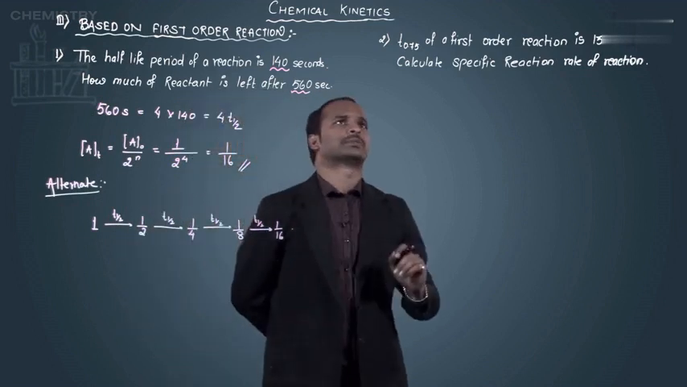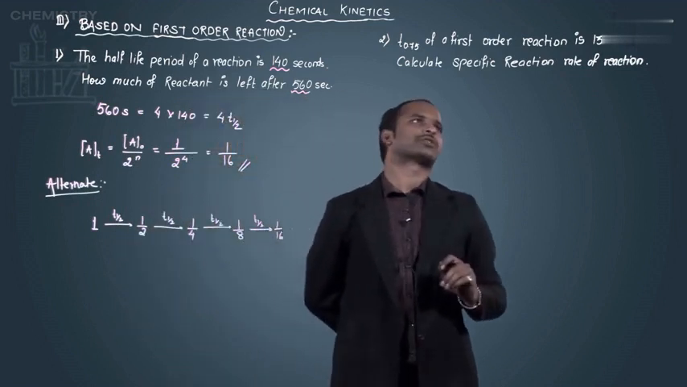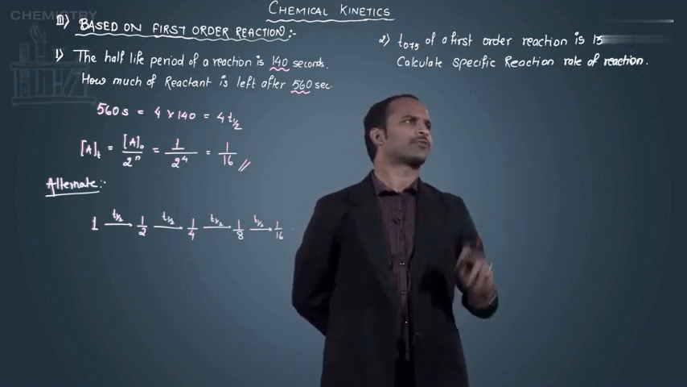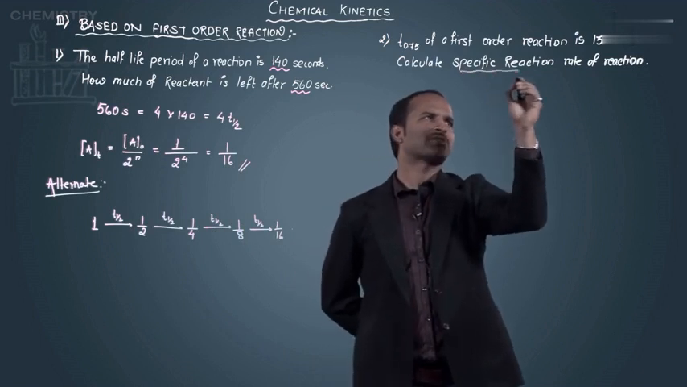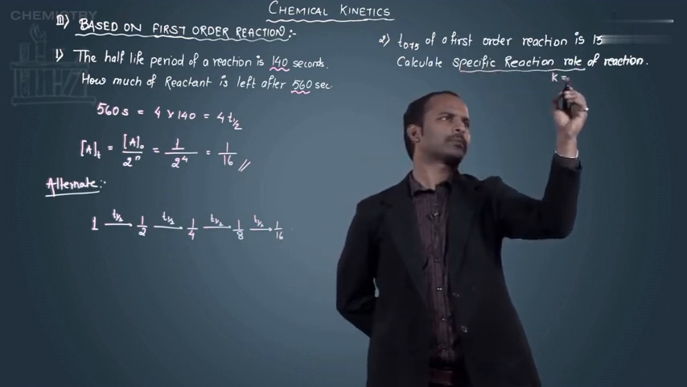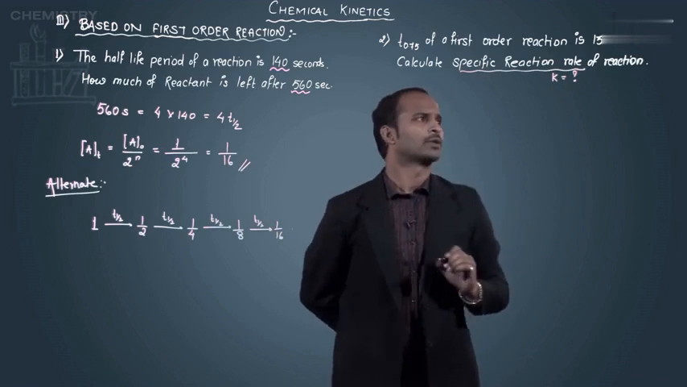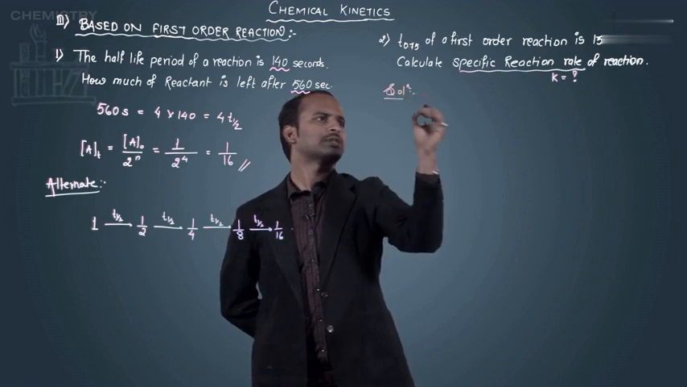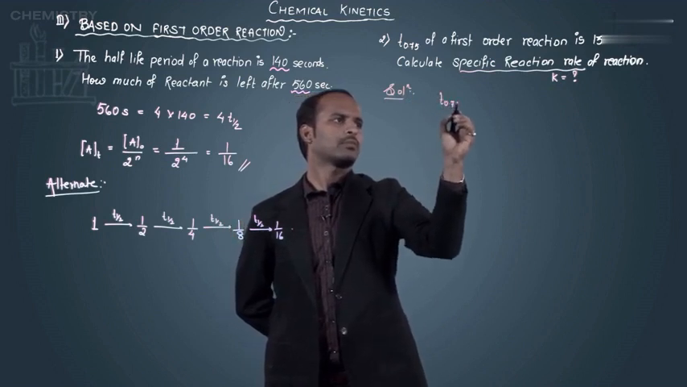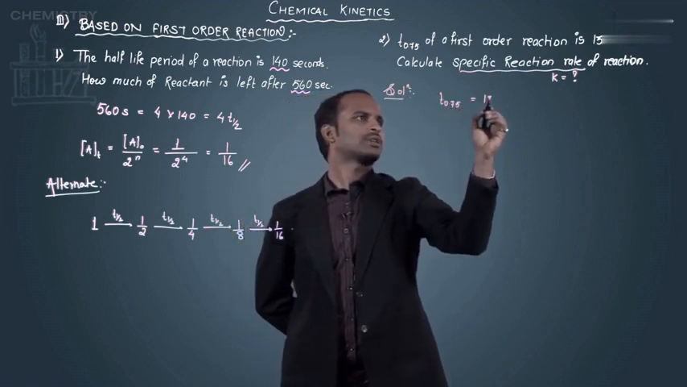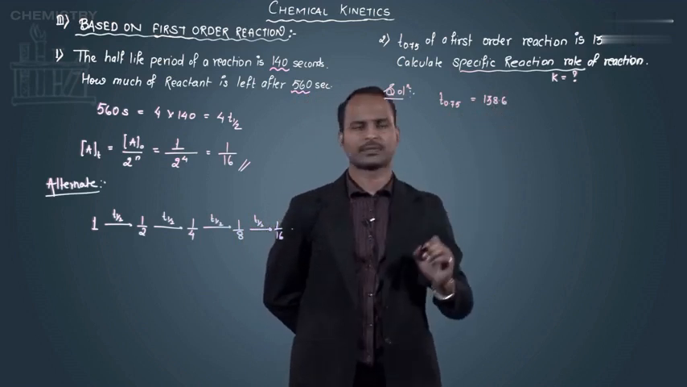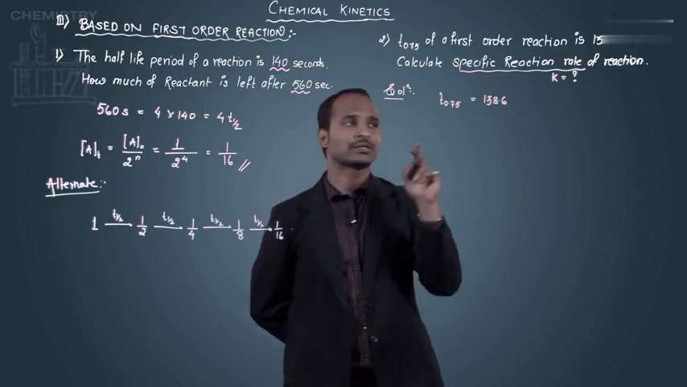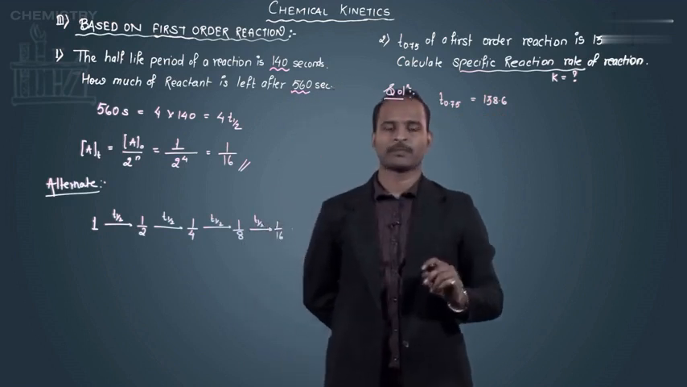The next question: the t0.75 of a first order reaction is 138.6 seconds. Calculate the specific reaction rate. Specific reaction rate means they want to know K. So we have to calculate K. What is given here is t0.75, given as 138.6. t0.75 is given in fraction form. If I am considering the percentage, then it is t75.